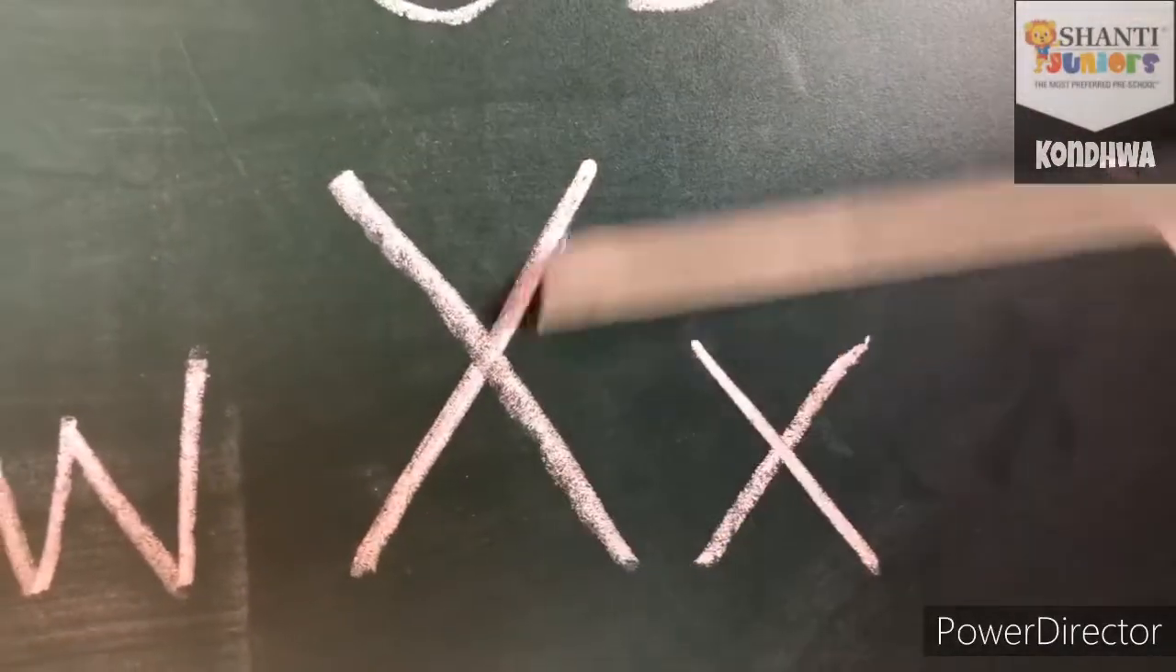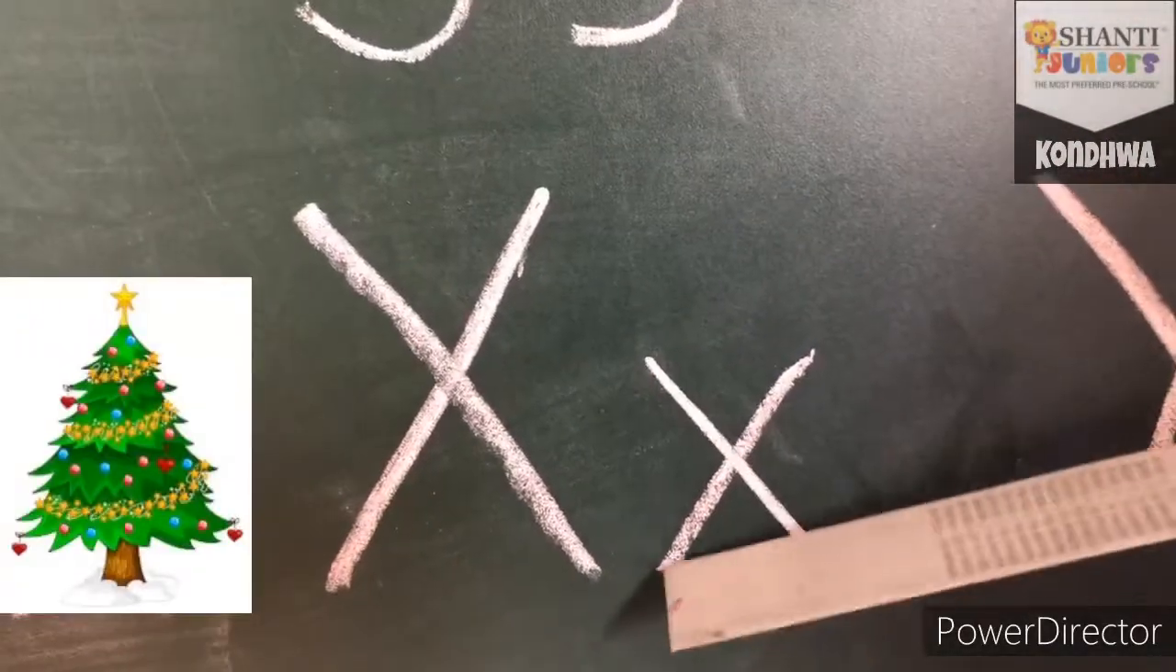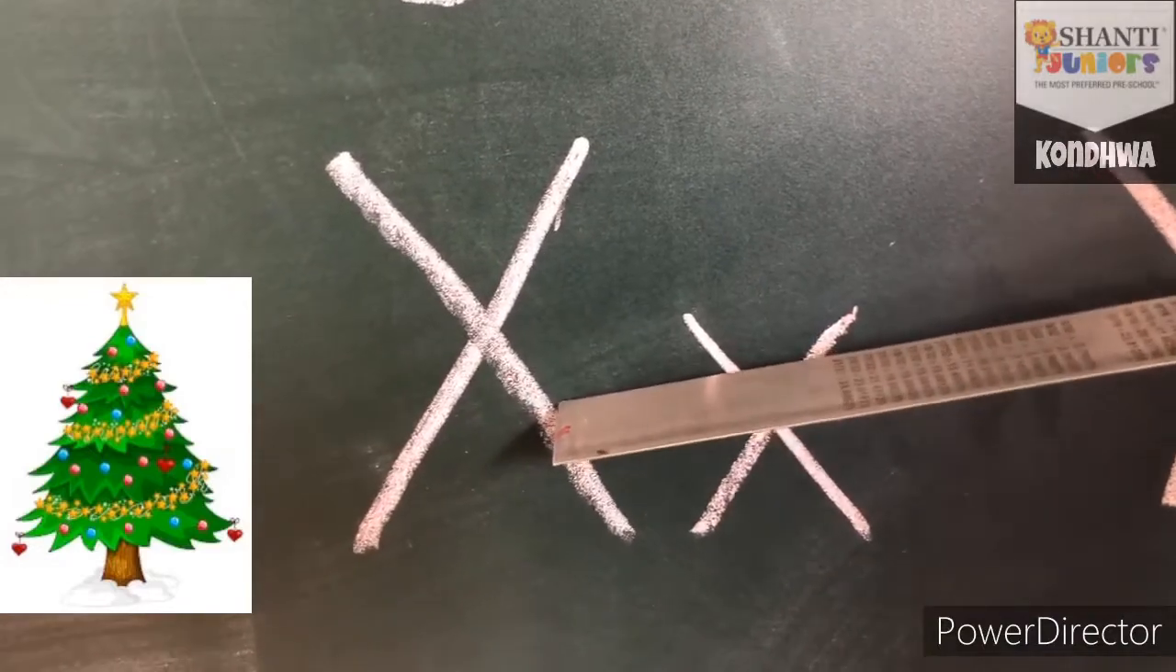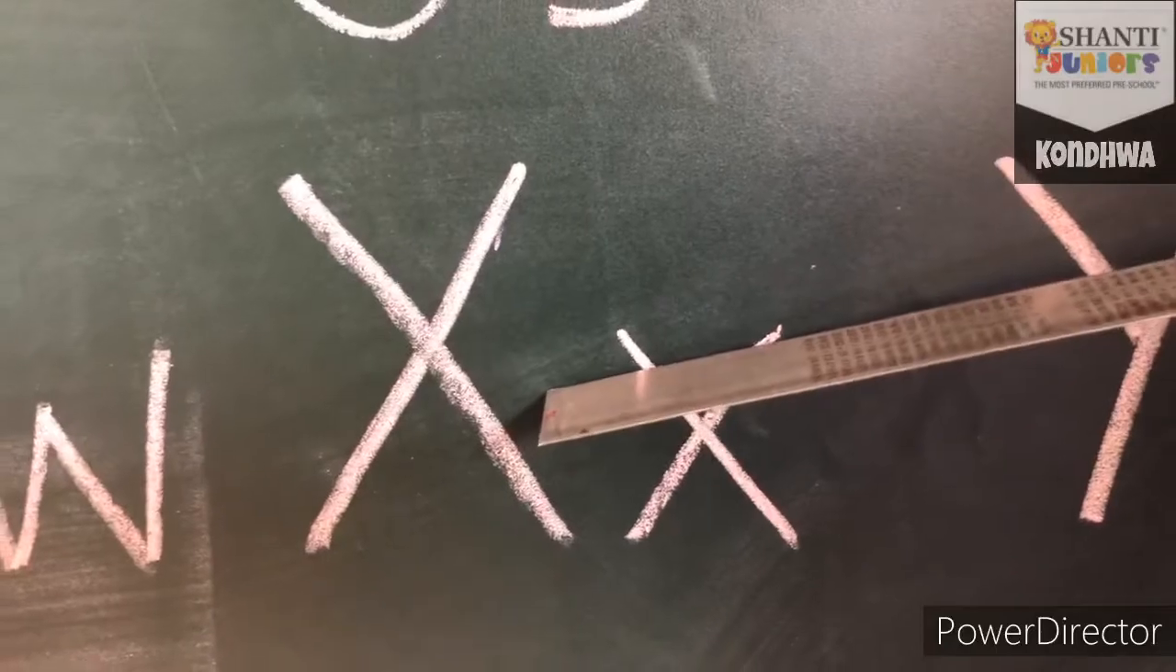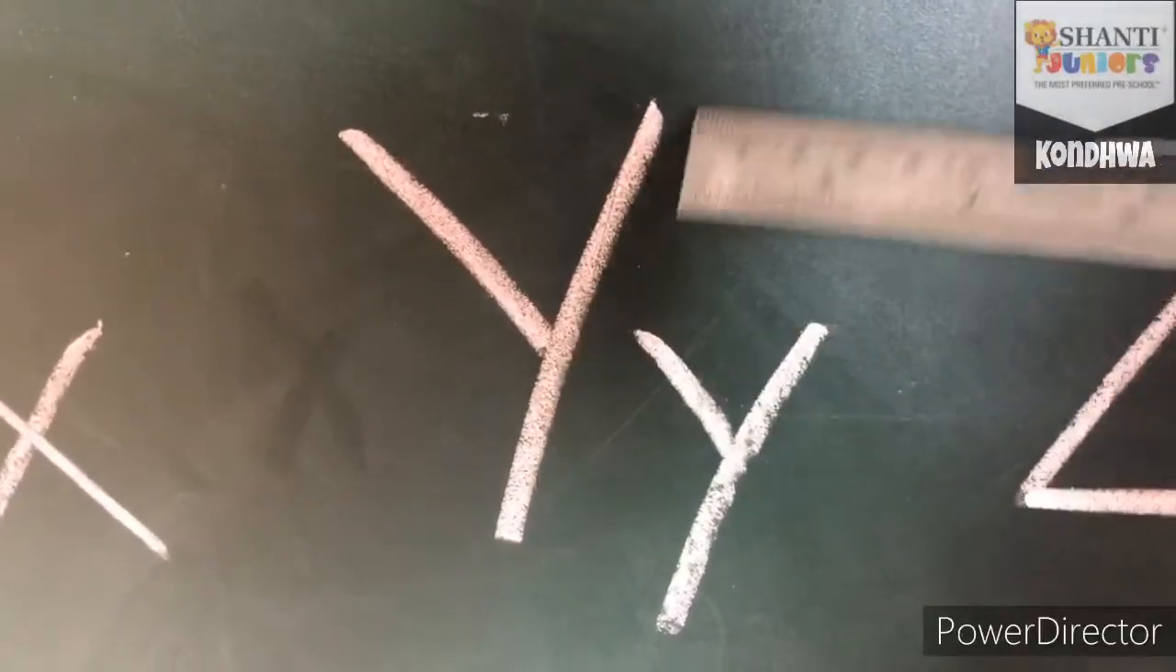This is X. This is capital X and this is small x. What comes from the letter X? Xmas tree and xylophone. Now we'll continue with the letter Y.